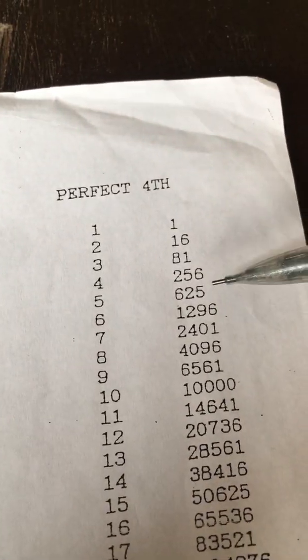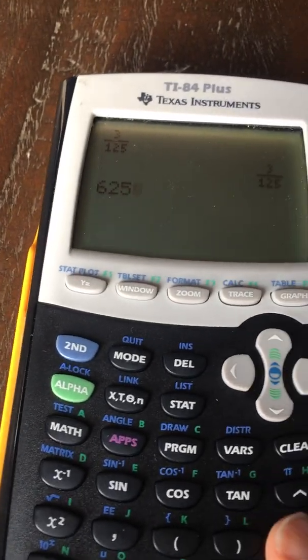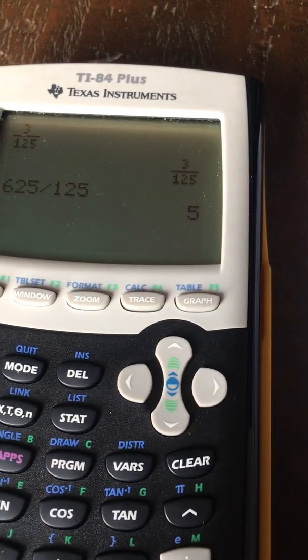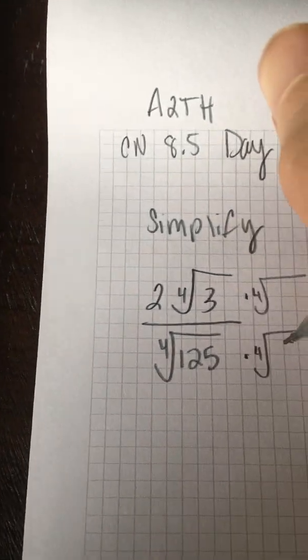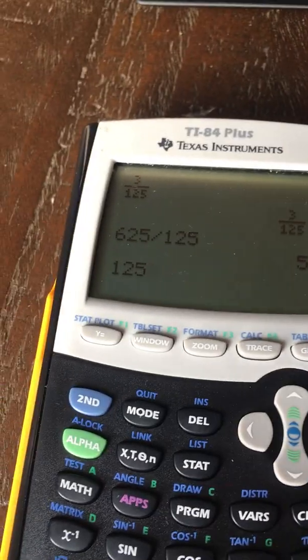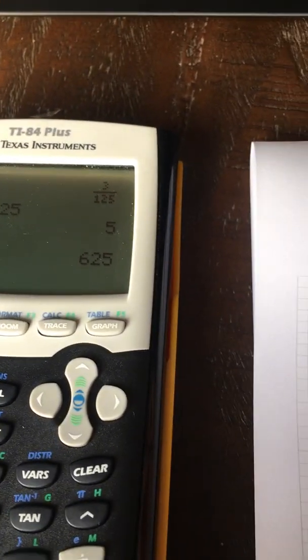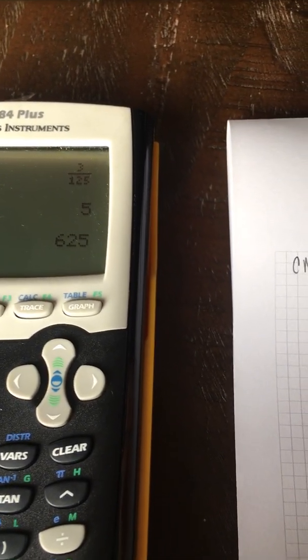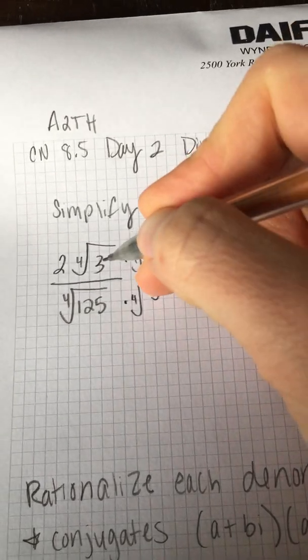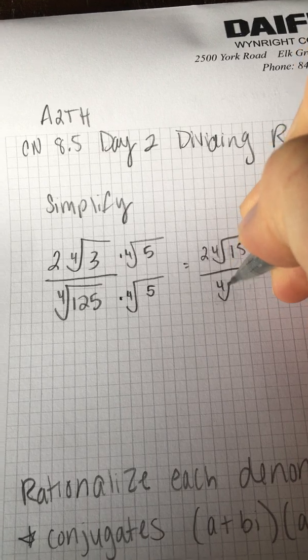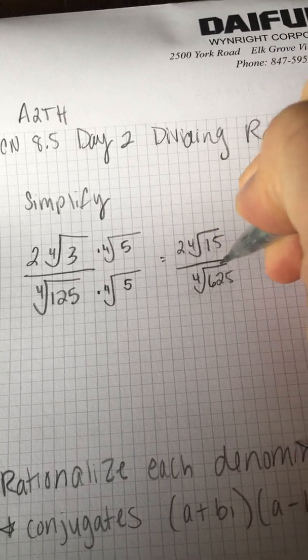So it looks like I'm going to have to get to 625. So I'm going to take 625 and divide it by 125 and see that that means I have to multiply it by 5. So the fourth root of 5, because then 125 times 5 will give us that perfect fourth. So I'm going to end up with the 2 on the outside, the fourth root of 3 times 5, which is 15, over the fourth root of 625. And now this is perfect.